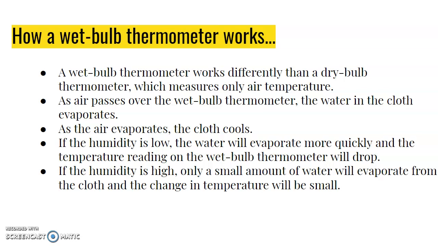So what happens is the wet bulb thermometer has a damp cloth, right? And as air passes over the wet bulb thermometer, the water in the cloth starts to evaporate. As the water evaporates, the cloth cools down. And if the humidity is low, if the water content in the air is low, the water will evaporate more quickly and the reading on the wet bulb thermometer will drop, right? But if the humidity is high, only a small amount of water will actually evaporate from the cloth and the change in the temperature will be small. So if it's small, it's a higher humidity. It means there's a lot of water in the air already.